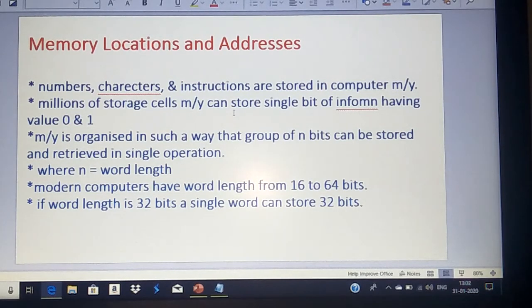Memory consists of millions of storage cells, and all the information is stored in these cells in the form of 0 and 1 values. The memory is organized in such a way that a group of n bits can be stored and retrieved in a single operation, where n is the word length. Modern computers have a word length from 16 to 64 bits, and if the word length is 32, then a single word can store 32 bits. This is memory locations and the addresses.